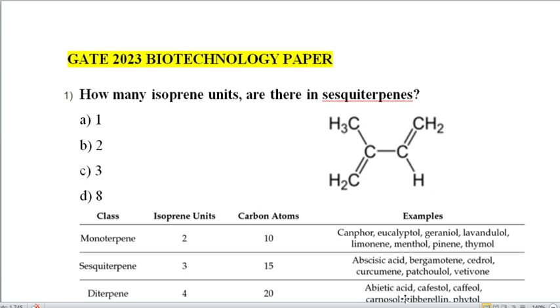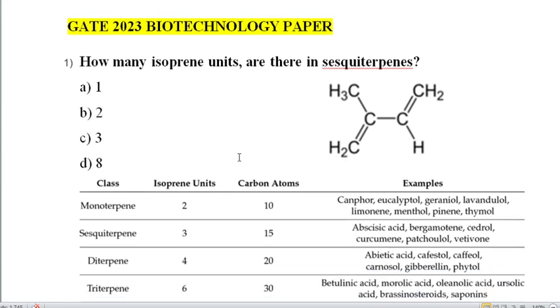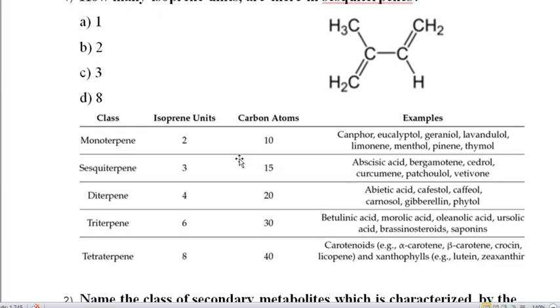So in this video, I'm going to share with you 10 important questions which you can expect for your GATE 2023 Biotechnology paper. So first question, how many isoprene units are there in sesquiterpene? So I had given you an isoprene unit present in each terpene class. With regard to isoprene, they form a basic structural skeleton for all your terpenes.